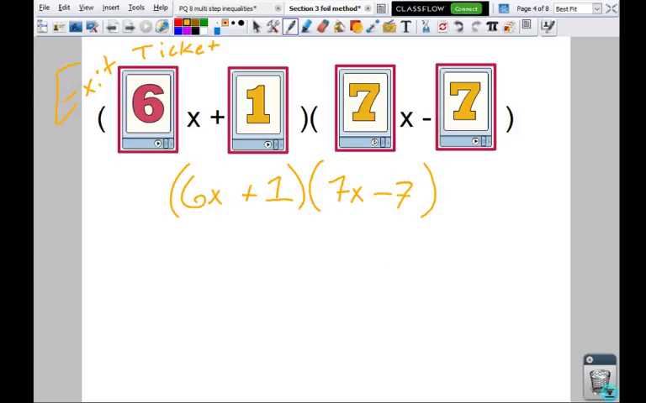What's 6 times 7x? What's 7 times negative 7, is that 42? You could also Desmos it.